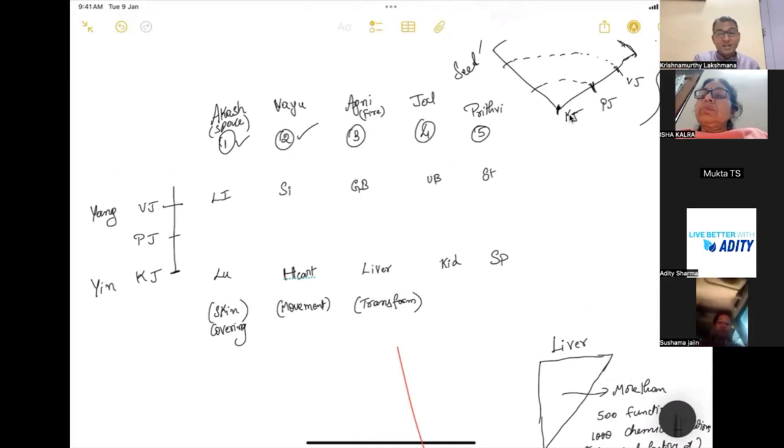It is not working continuously. Only when the food goes in, it will work. Otherwise, it is not working. So it is a yang organ, and the yang is associated with the Vata joint. Everybody is okay with this? Yes, sir.